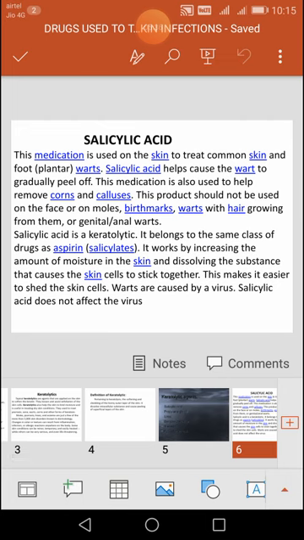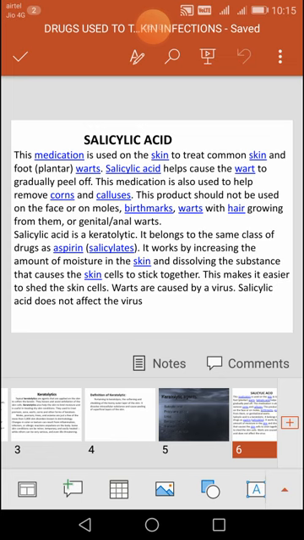This medication is applied to the skin to treat common warts and warts on the plantar surface of the foot. This salicylic acid helps to cause the wart to gradually peel off. This medication is also used to help remove corns and calluses. This product should not be used on the face or moles.